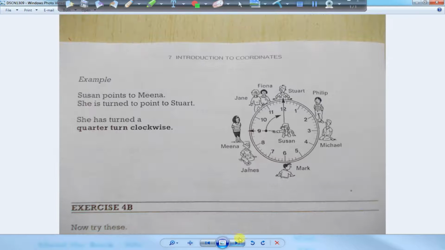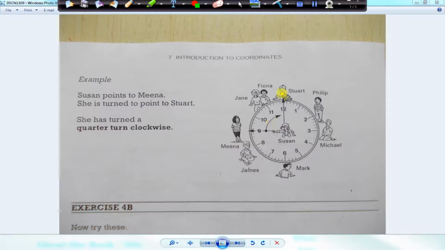Let's have a look. So, Susan points to Stewart. Susan starts here, and then she turns a quarter of a turn clockwise. Which way is clockwise? That way around. So, quarter turn clockwise, where will she end up? Michael. Let's just clear this page here. And let's go forward. So question number 1 is going to be? Michael.